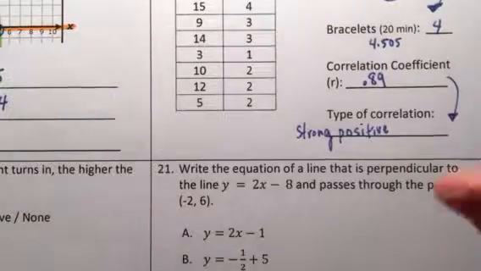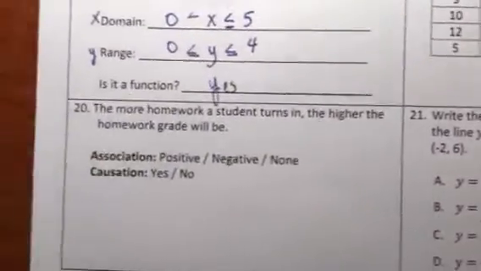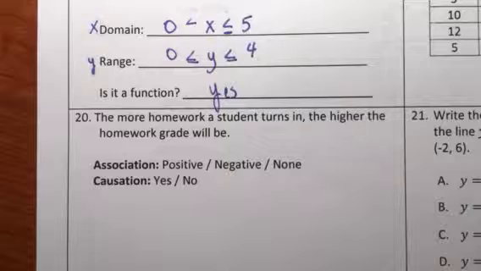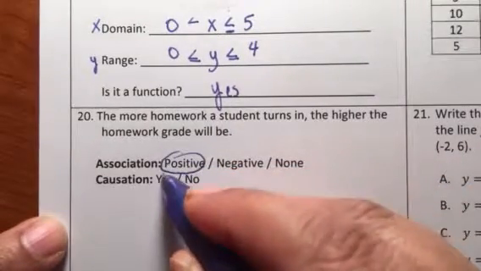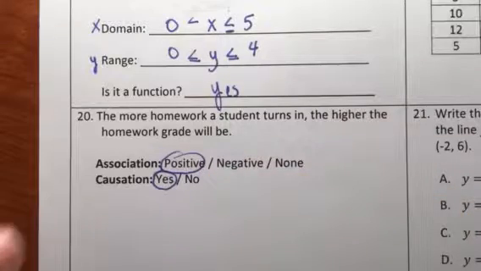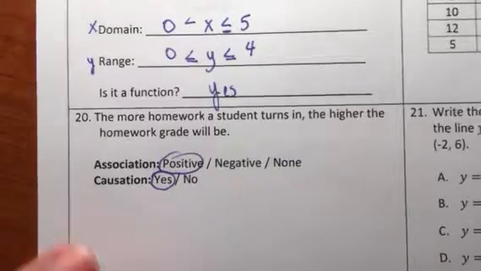So number 20. The more homework a student turns in, the higher the homework grade will be. Hopefully you know that that would be a positive, and they do cause each other. So if you turn in your homework, your grade's going to be higher. If you don't turn it in, it's going to be lower.